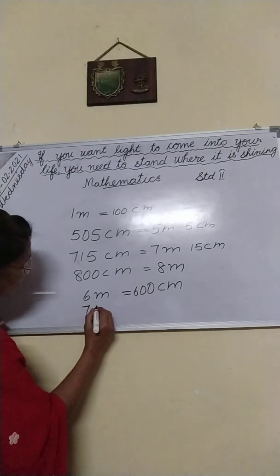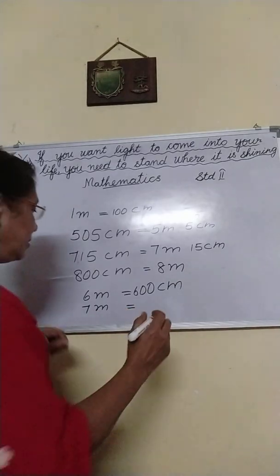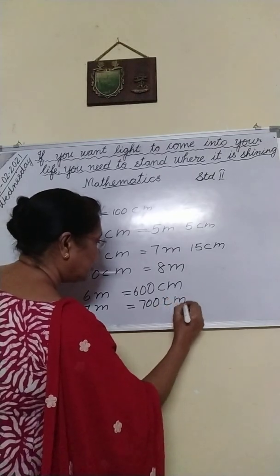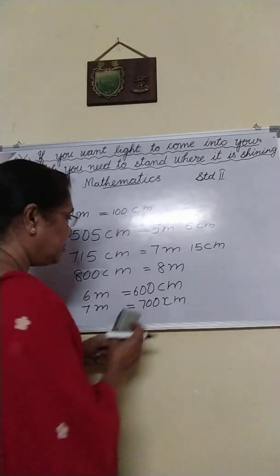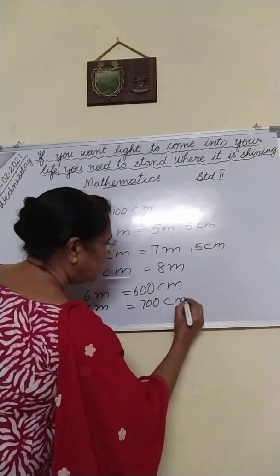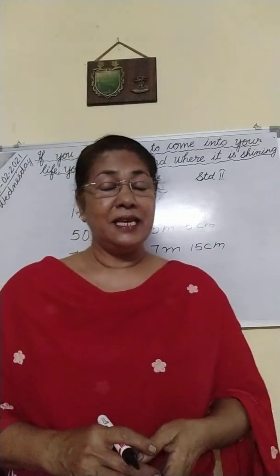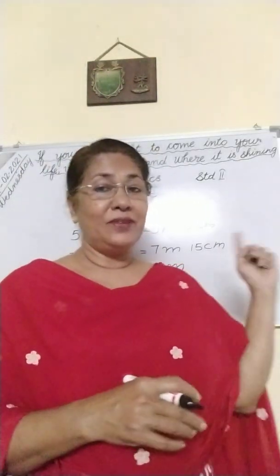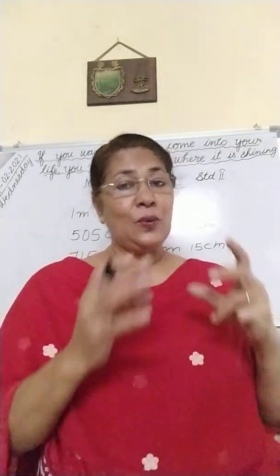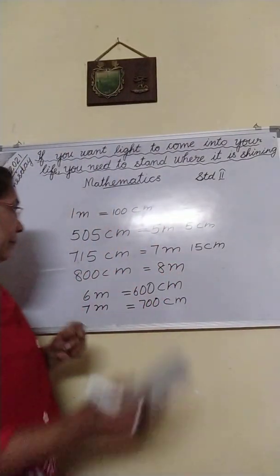Now 7 meters. How many centimeters? Yes, 700 centimeters. 700 centimeters. Got it? In 7 meters, there are 700 centimeters. Now we already learned about meters and centimeters, and how to convert. Now, to add. Add means to plus.